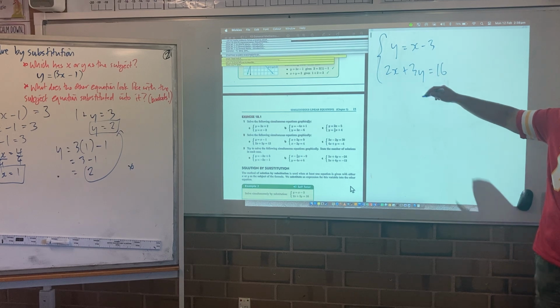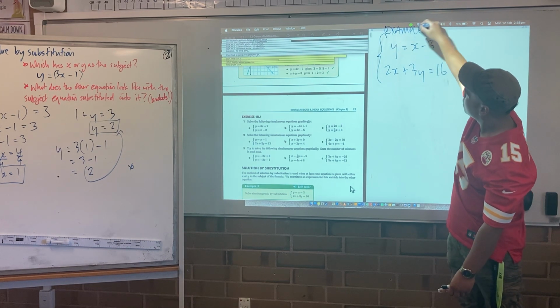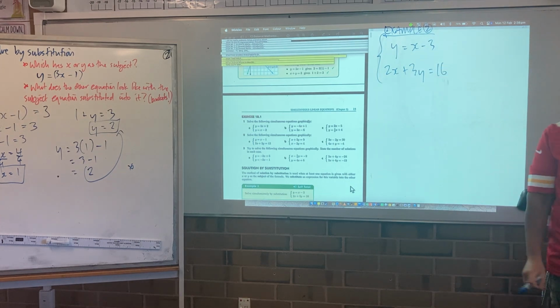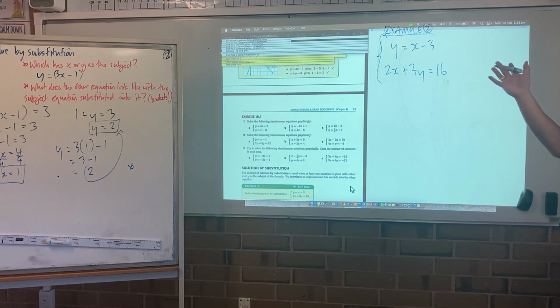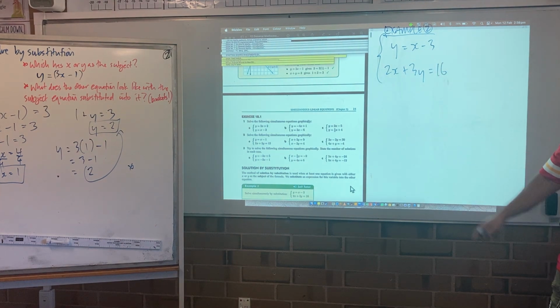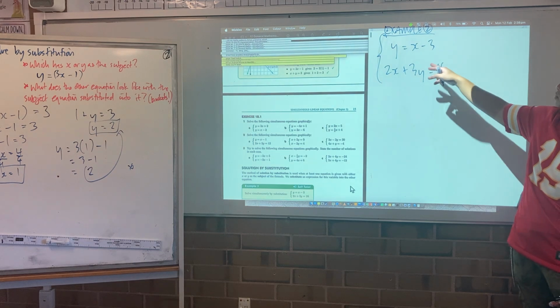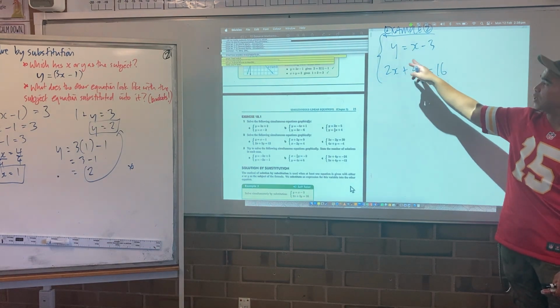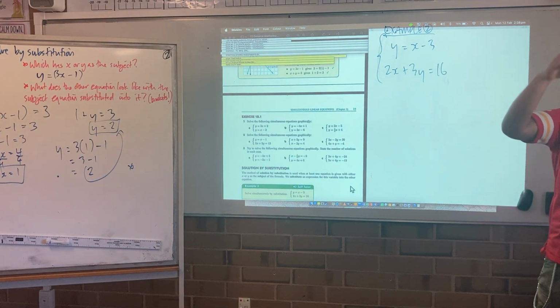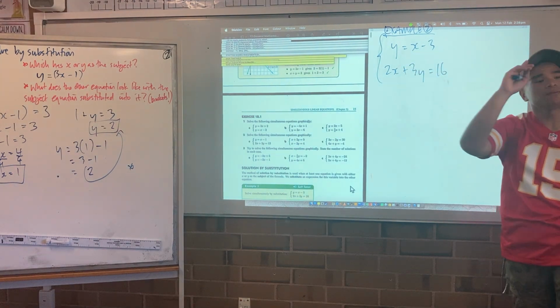I wrote up the example. Let's call this example 2 then. I'll just tell you the steps. Step 1, which one of these is written as the subject? The top one or the bottom one? Top? Good. Which variable is the top one telling me it is? Is it telling me what y is, or is it telling me what x is? It's telling me what y is.